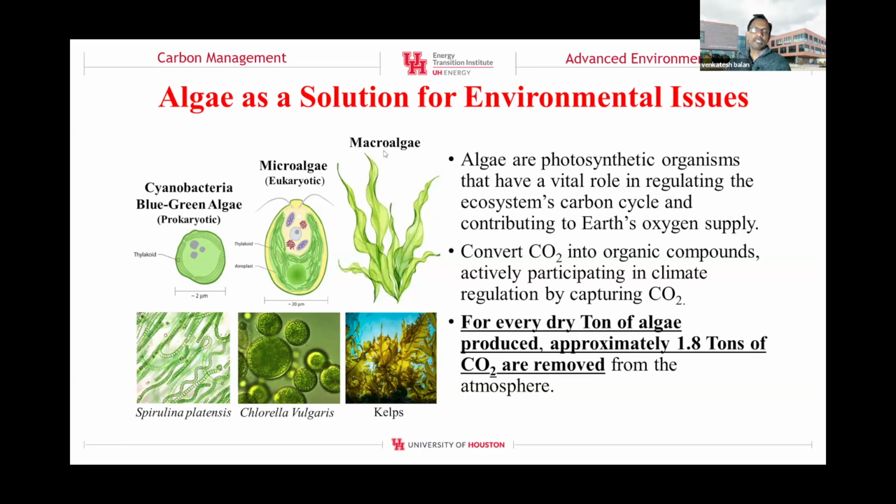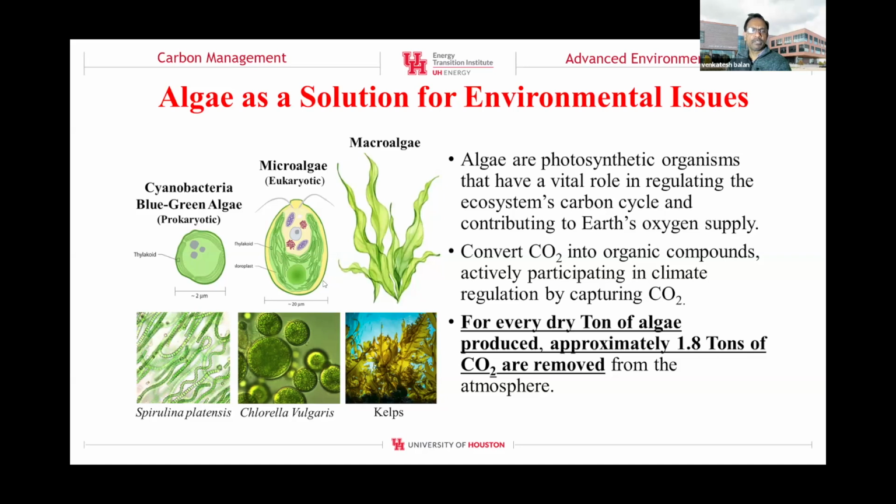And then there is another algae called macroalgae. It's called seaweeds. They grow in the ocean. They are macroscopic in shape, and some of the seaweeds, kelp, can grow up to like 200 meters long. They are grown in the ocean. They're harvested, and they're used for various applications.